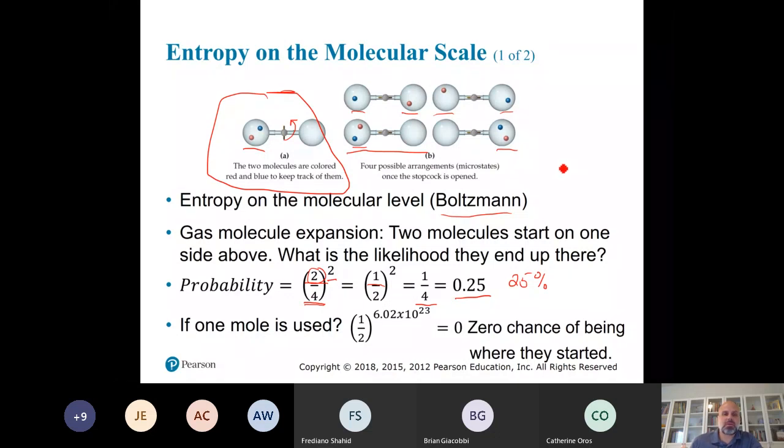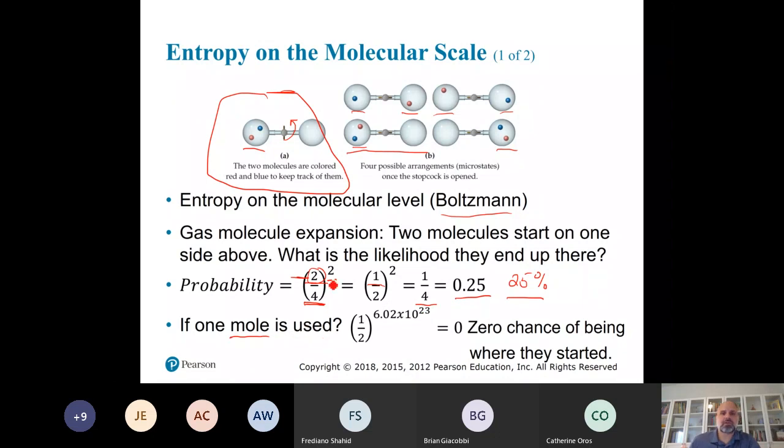So we're talking about probability, there's a mathematical formula, right? It's the number of molecules divided by the number of positions that exist. There are four positions, right? And we square that. And you can see it equals 25%. 25% likelihood. Now, if instead of looking at two molecules, let's just say we use 1 mole, right? 1 mole is Avogadro's number.